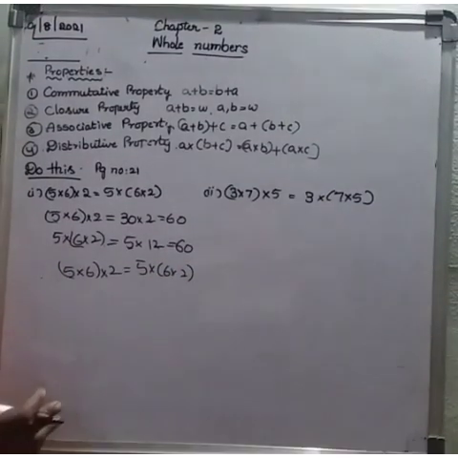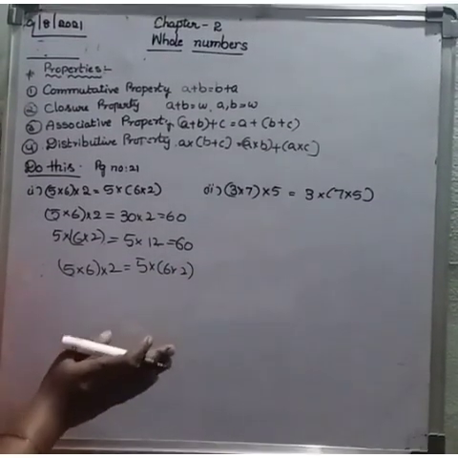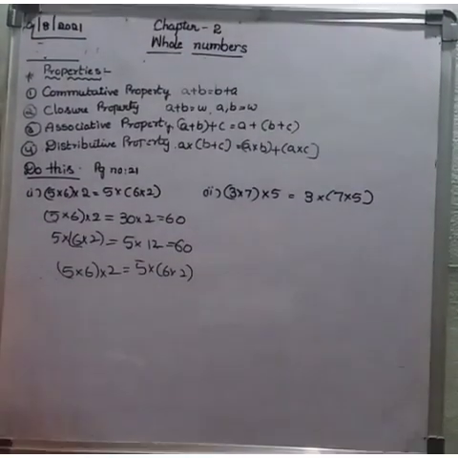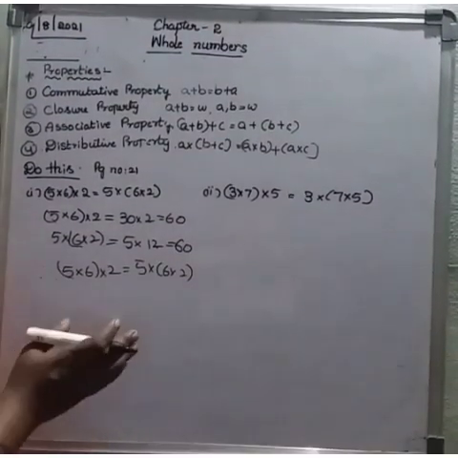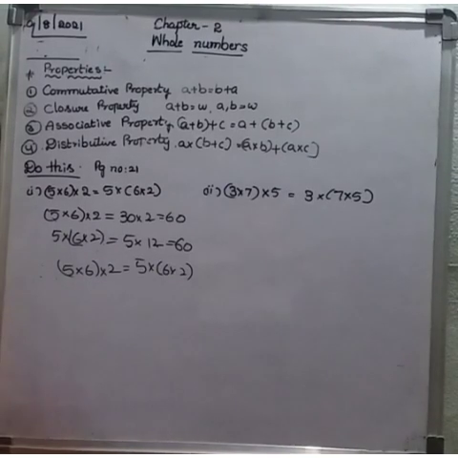Okay, this is multiplication is associative property over whole numbers. Associative property over whole numbers.